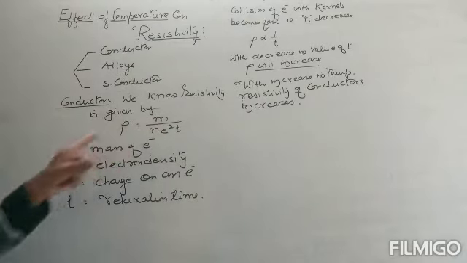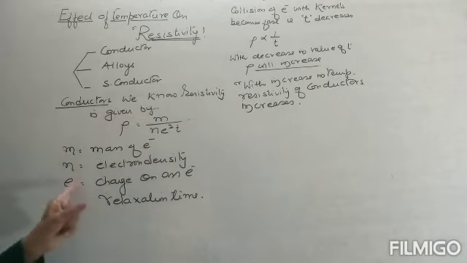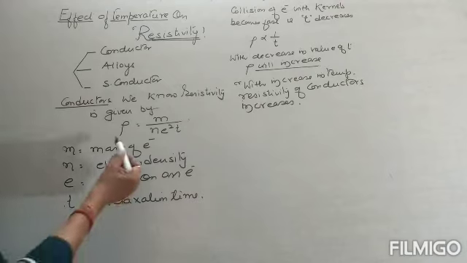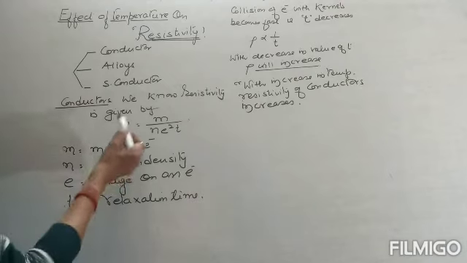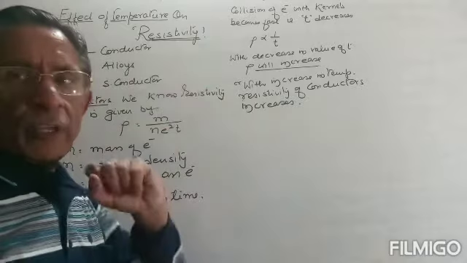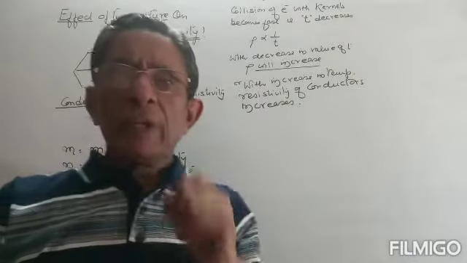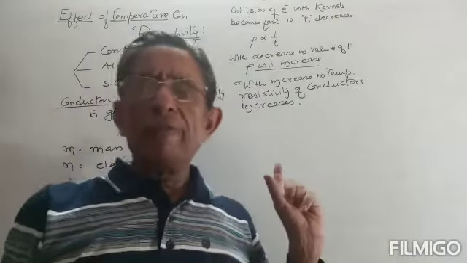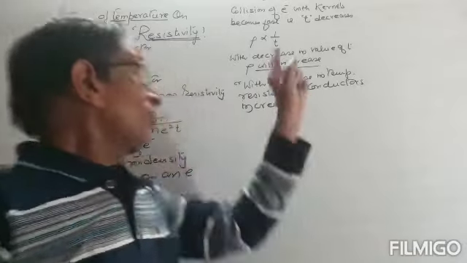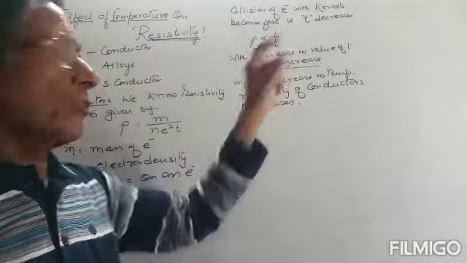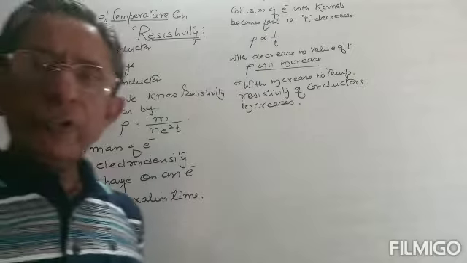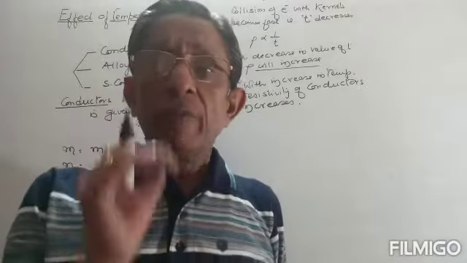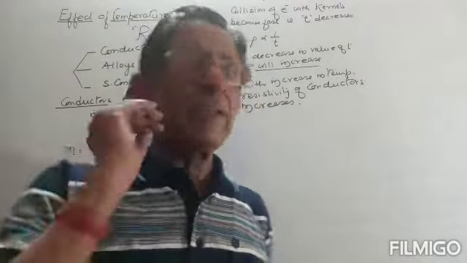In this expression, m is mass of the electron, n is electron density, e is charge on electron, tau is relaxation time. These terms are constant, therefore rho is proportional to 1 upon tau. When you will increase the temperature, the collision of the electron with the kernel will become fast, as a result of which relaxation time will decrease, or we can say resistivity will increase. So the conclusion is that with increase in temperature, resistivity of conductor increases.